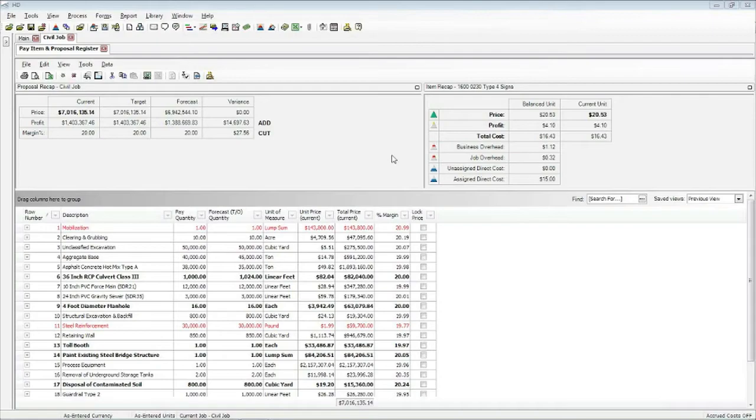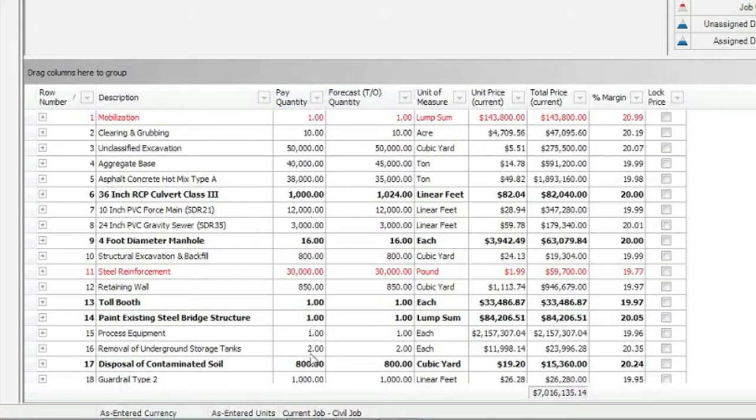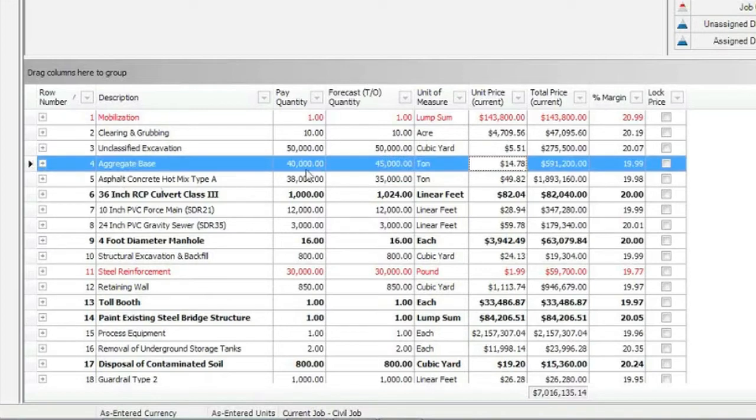To illustrate today, we're going to use this civil project, a unit price contract, and you'll notice that I have pay quantities established. When we say pay quantity, we mean the quantity of the owner that have been provided in this case. But then I also have my forecasted quantity, which is based on takeoffs that I've done. And if we take a closer look, you'll notice that on aggregate base, the pay quantity is 40,000, but my taken off quantity is that it's going to actually be 45,000 tons.